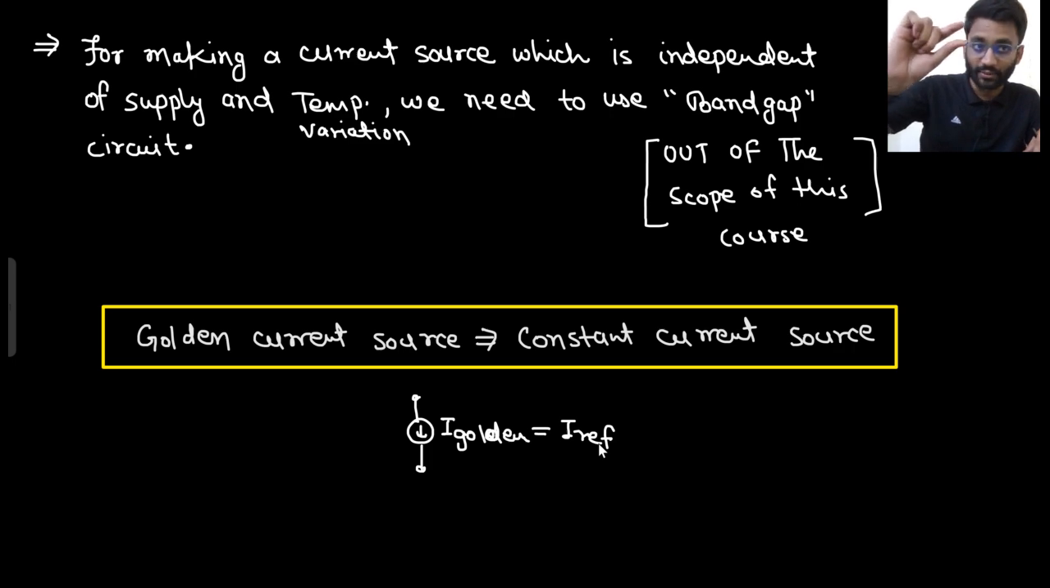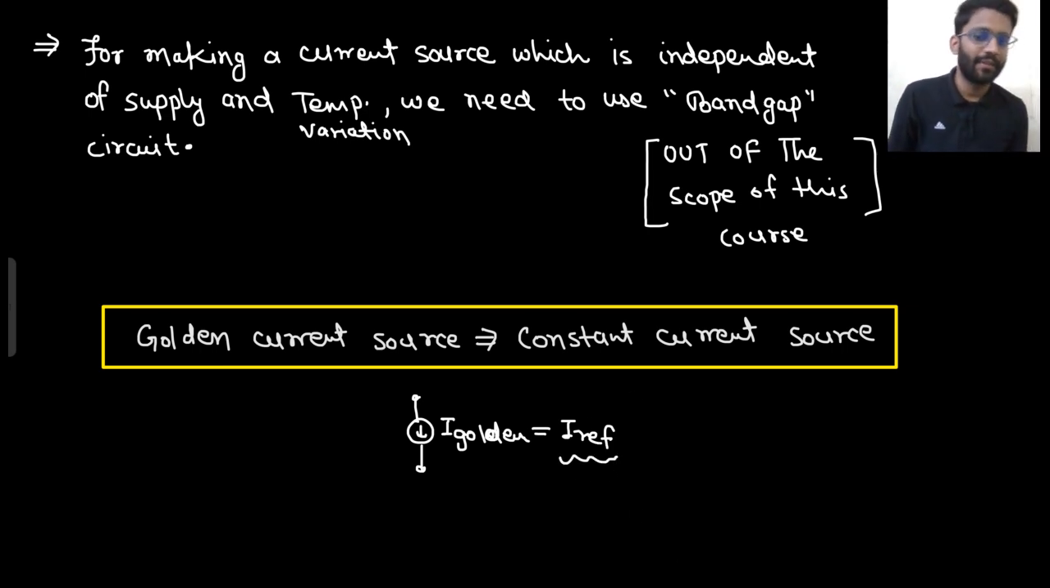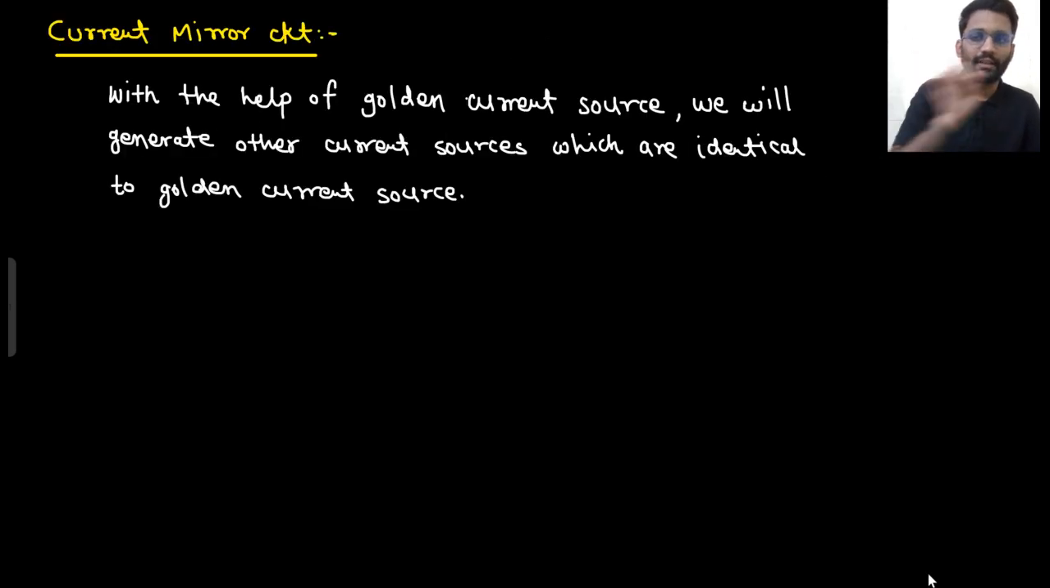You already have a current source. By using that current source, you need to make more current sources, which is identical to this IREF or this I golden. So from band gap circuit, you will make a constant current source, and by using that current source, you will make copy of those current sources that will be identical to this IREF. So for that we use current mirror circuit. So with the help of golden current source, we will generate other current sources which are identical to the golden current source or reference current source.